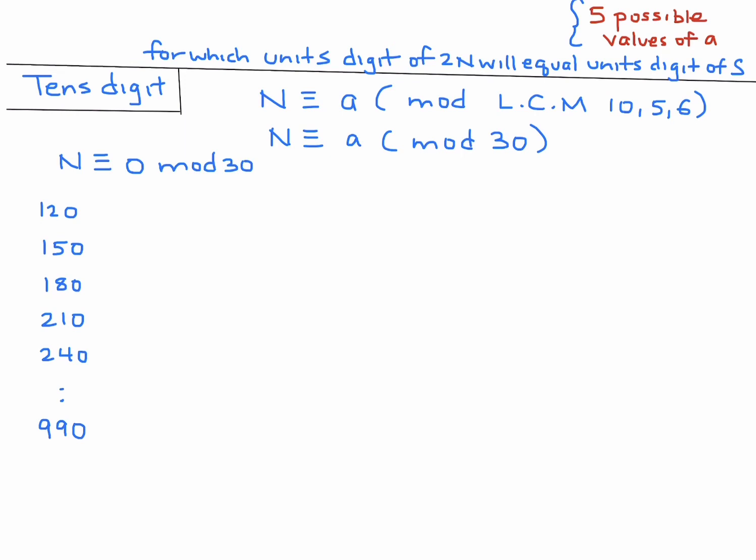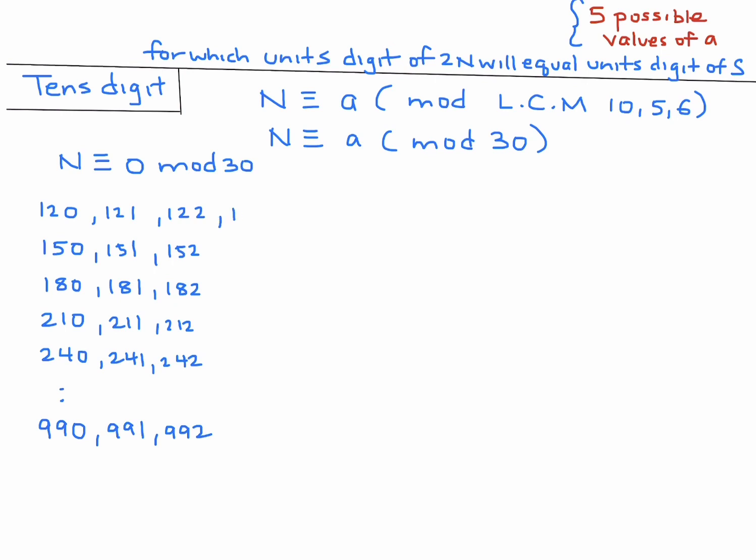And then if a is 1, then those numbers would be like 121, 151, and so on, 181, 211, 241, 991. If a is 2, it'd be 122, and so on. If a is 3, it'd be 123, and so on. And if a is 4, it would be 124, and so on.